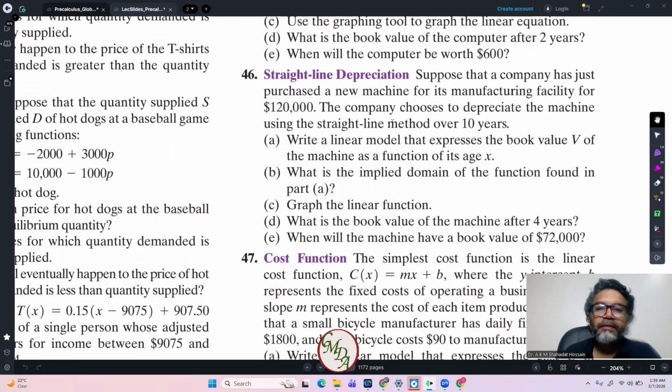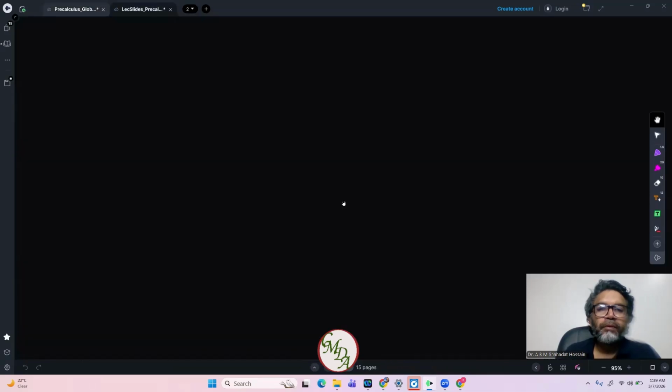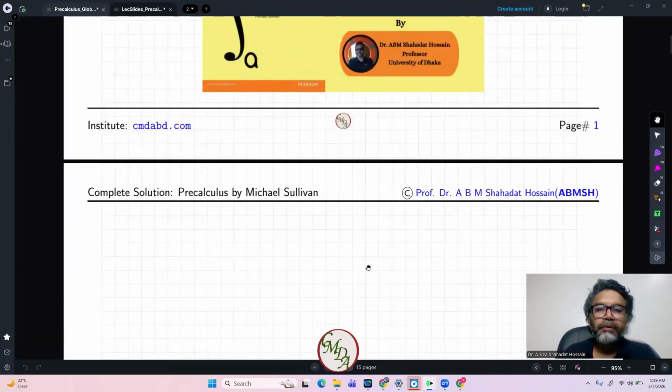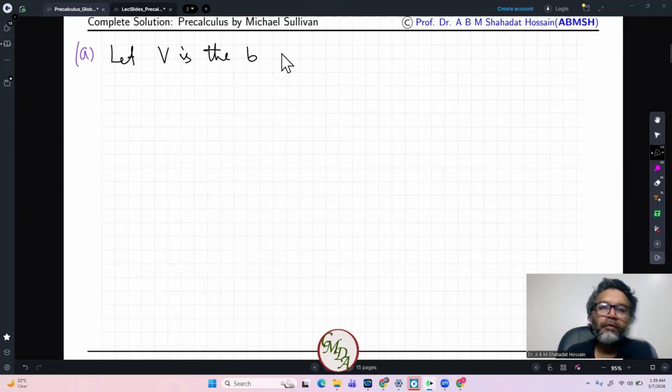So we have to express the model, since the problem says the straight line method over 10 years, the depreciation value and initial value are given. So clearly, let's try to solve these questions. It is given, part A. Let V be the book value of a machine.